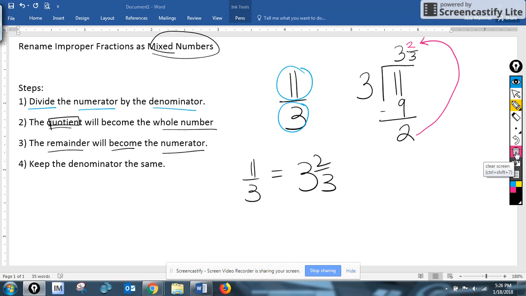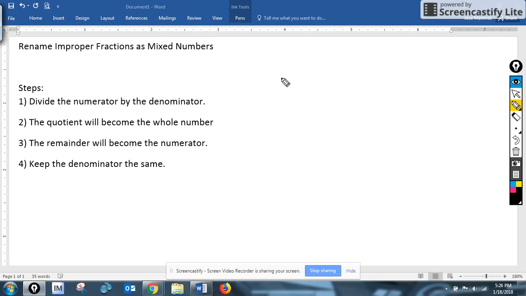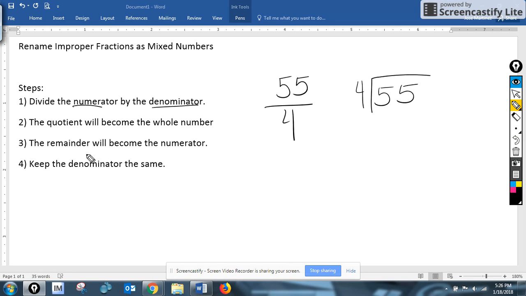Let's try another one. Let's do something like 55 divided by 4. Step number 1, divide the numerator by the denominator. Divide the numerator, 55, by the denominator, 4. Step number 2, the quotient, my answer of this division equation, will be my whole number for my mixed number.